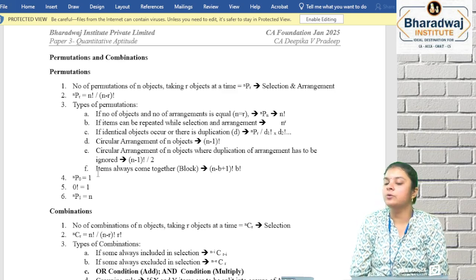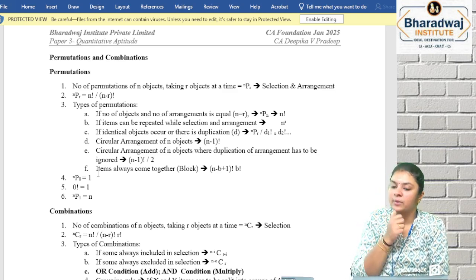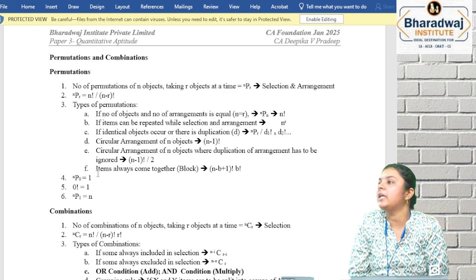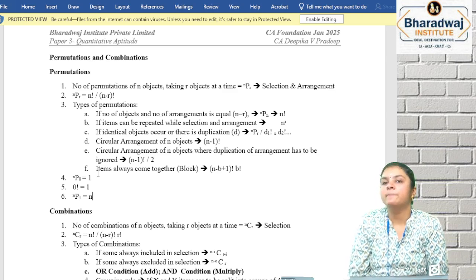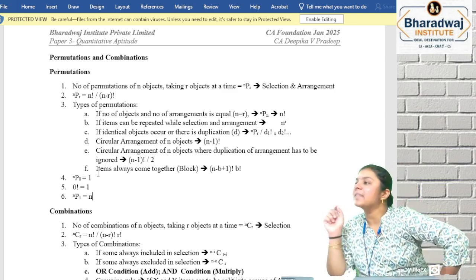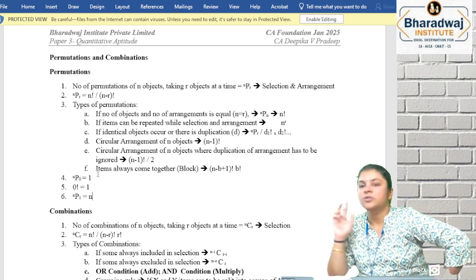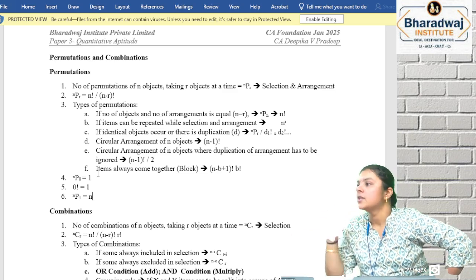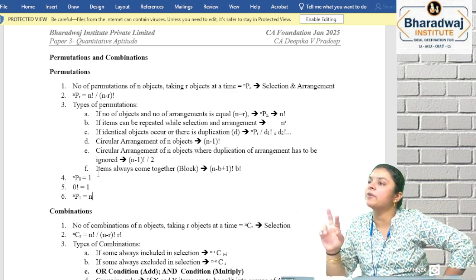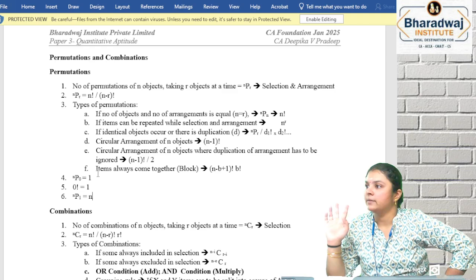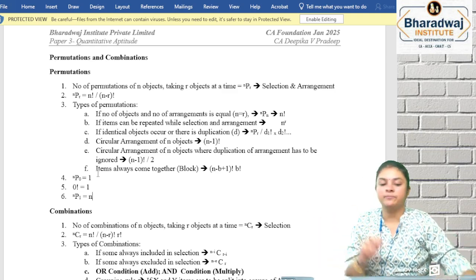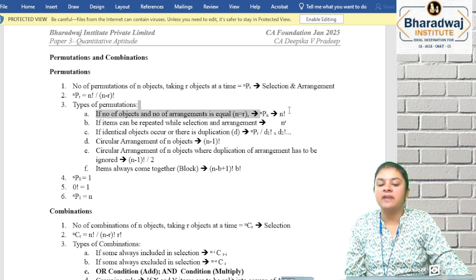The basic certain rules that you have to remember. Number 1, if your number of arrangements and number of objects are equal. So 6 people are standing in a line. How many people are there? 6. How many positions are there? 6. So the arrangement and the number of places are equal. So it is nPn. So nPn is given as n factorial.